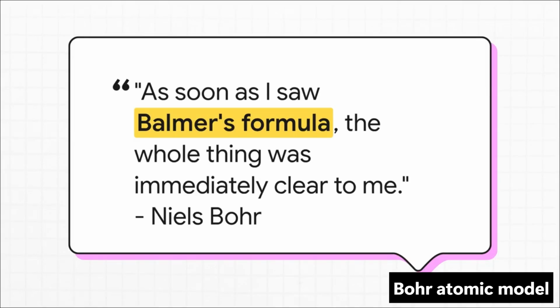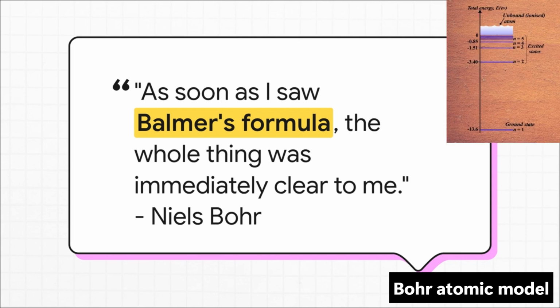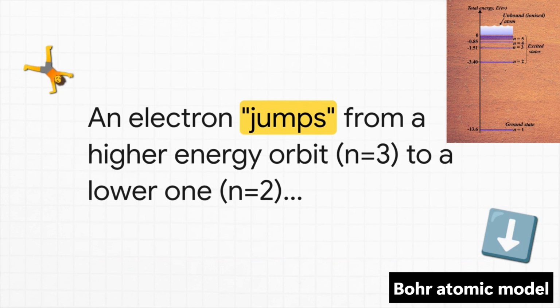A friend showed Bohr this old, kind of obscure formula that a Swiss schoolteacher named Johann Balmer had figured out years ago. It didn't explain why the lines were there, but it perfectly described the mathematical pattern. For Bohr, looking at that formula with his new rules for the atom in his head, everything just clicked. So, here's how his model worked its magic.